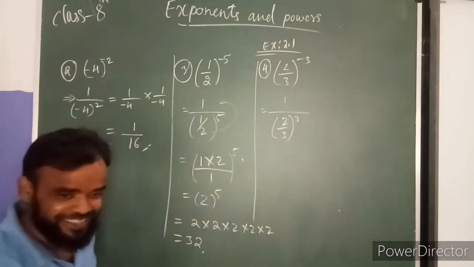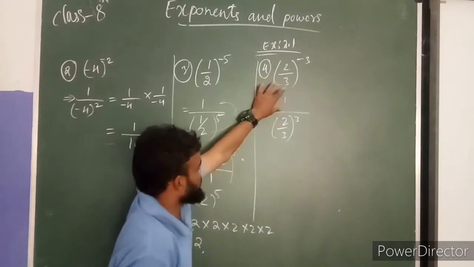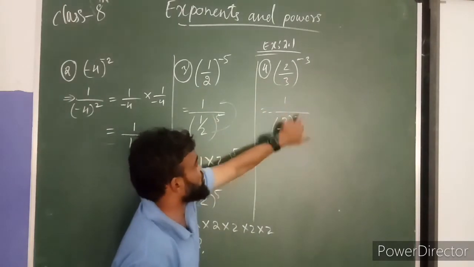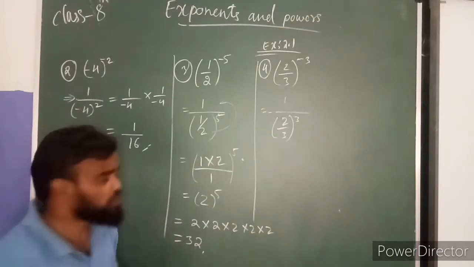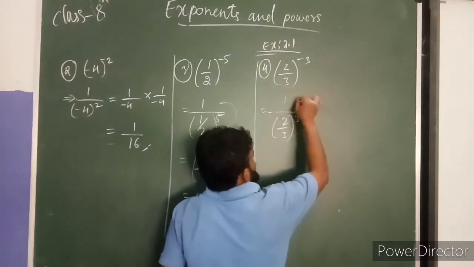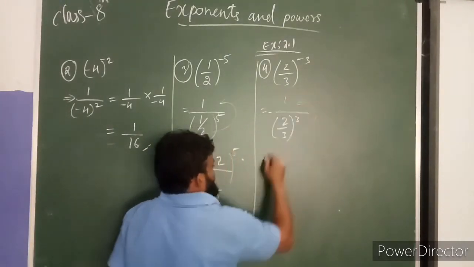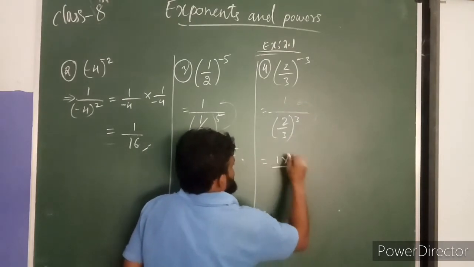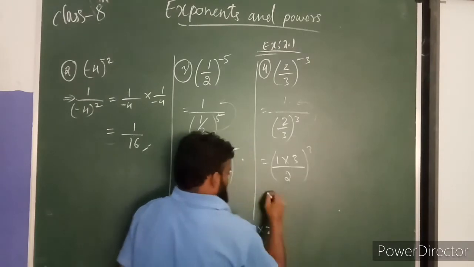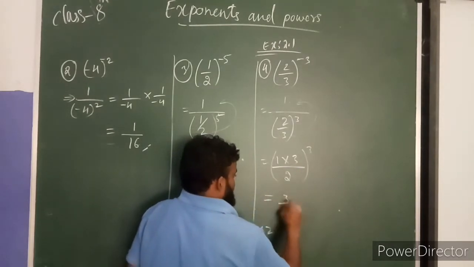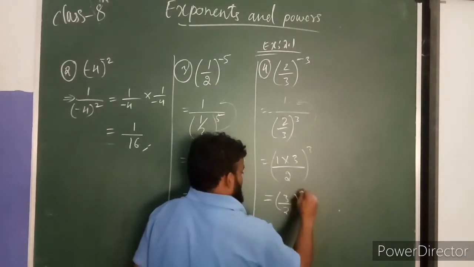1 divided by, changing the power sign from negative to positive. Again, this will come to this side, so it will be 1 into 3 divided by 2, which should remain as it is. The whole power I will give is 3, so it becomes 3 by 2 whole to the power of 3.